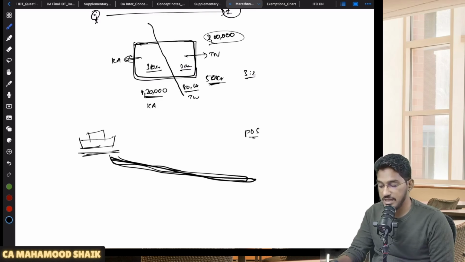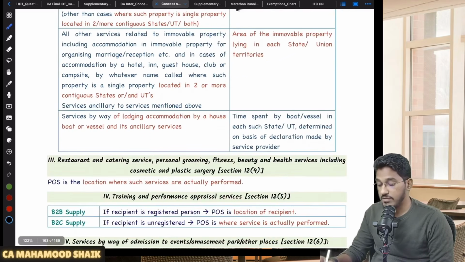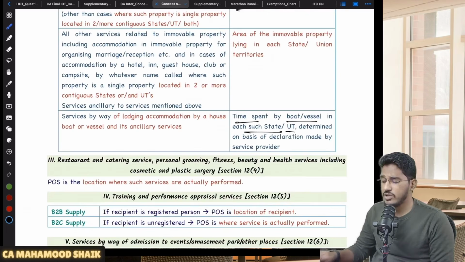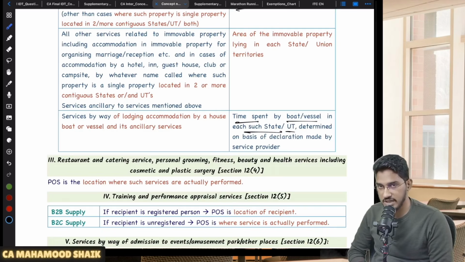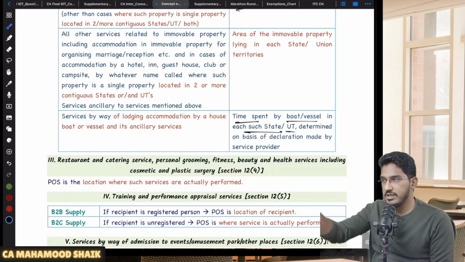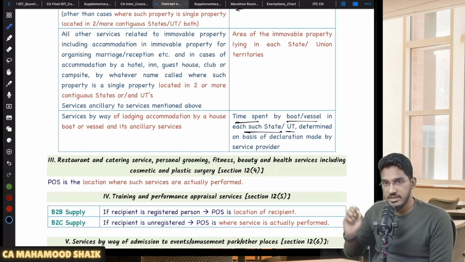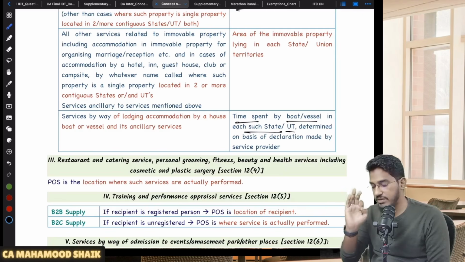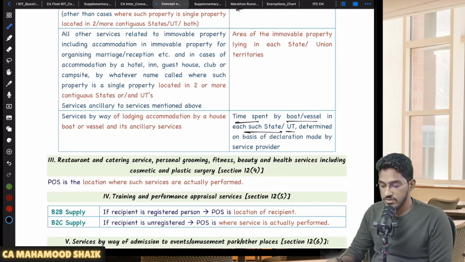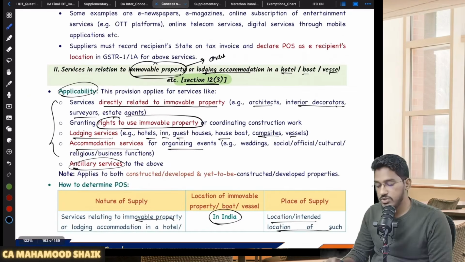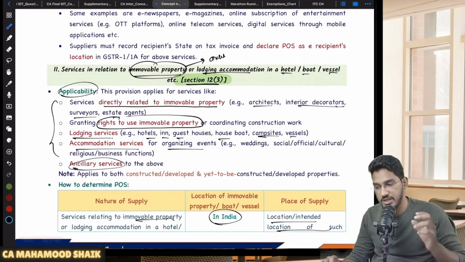Then they say that in such cases, you have to divide it on the basis of the time spent by the boat or vessel in each state or union territory, on the basis of a declaration made by the service provider. The service provider will give a declaration, sir: for this accommodation, these many hours we have spent in this state, these many hours in that state. Like that, he will give a declaration. According to that time spent, you have to bifurcate the value.